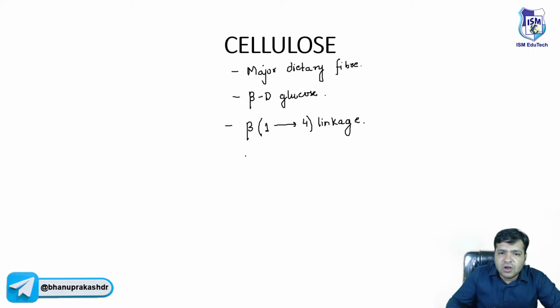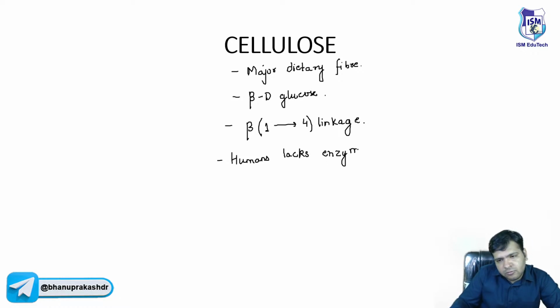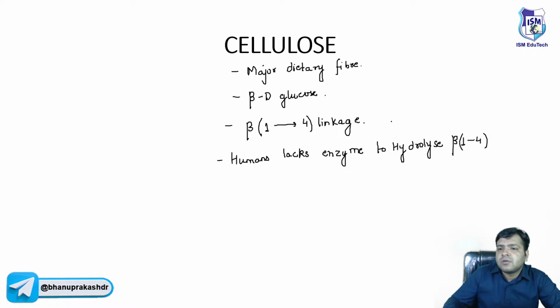You already know humans lack the enzyme to hydrolyze beta 1 to 4 linkage. Okay, so humans lack the enzyme for beta 1 to 4 linkage.